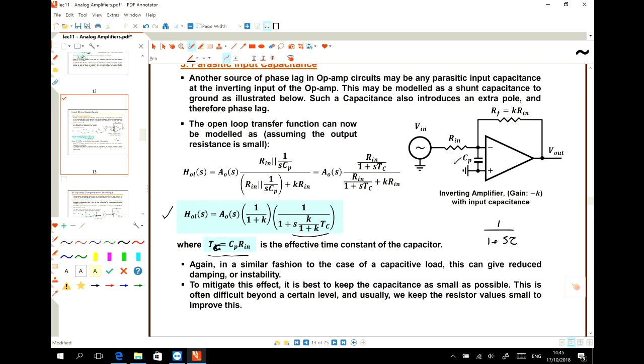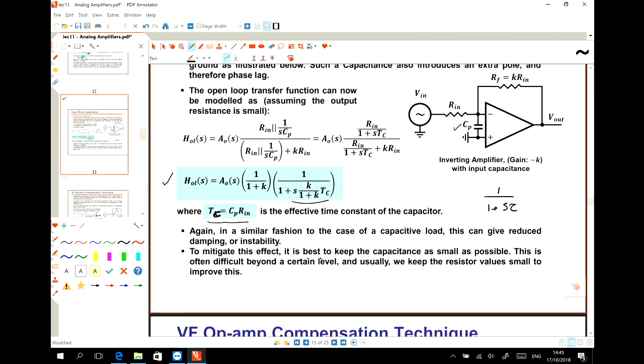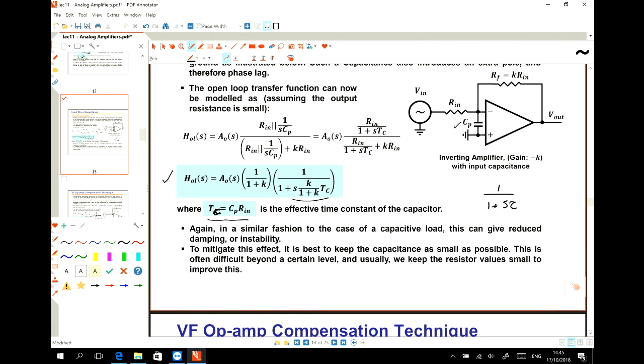In this structure, you see that the gain does not help that much. Increasing the gain does not help that much to move the pole to a higher frequency. But again, if the capacitance increases, the pole position decreases. This is what you should consider.